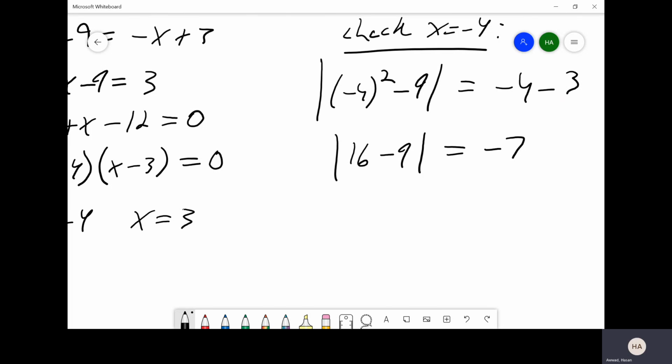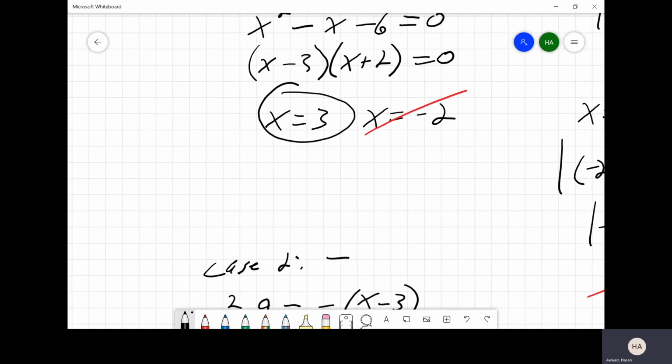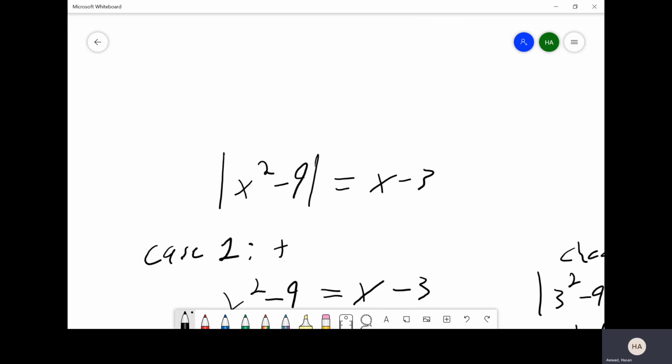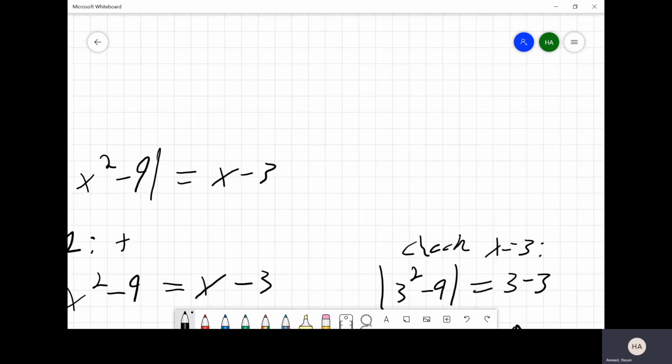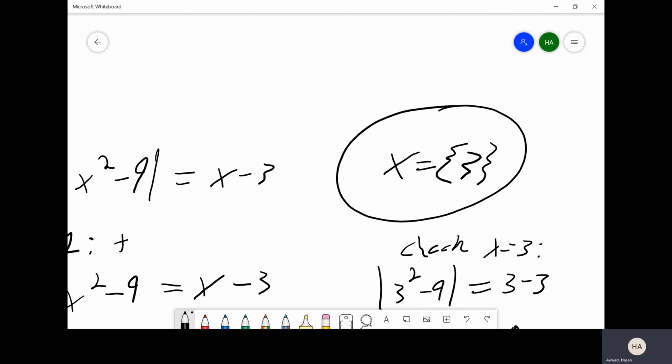16 minus 9 is 7, so we get the absolute value of 7 is equal to negative 7. The absolute value of 7 is just positive 7, which is equal to negative 7. And of course, this does not work. So the only solution is actually the same solution that we got for both cases: x is equal to 3. So when we go all the way back and look at the original equation, the absolute value of x squared minus 9 is equal to x minus 3, there's only one single number that works, and that is the solution set of just 3 by itself.